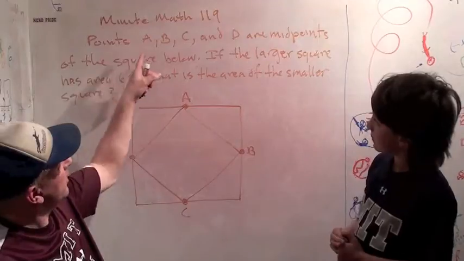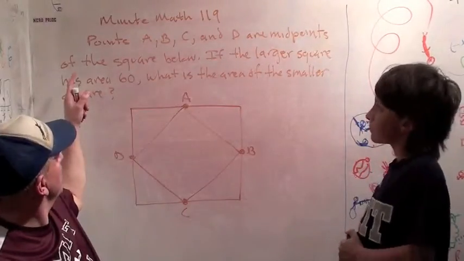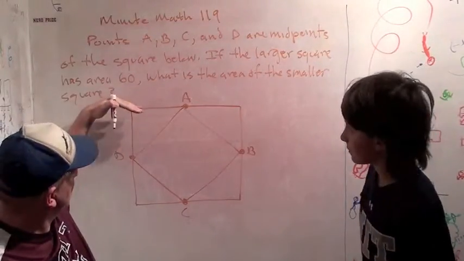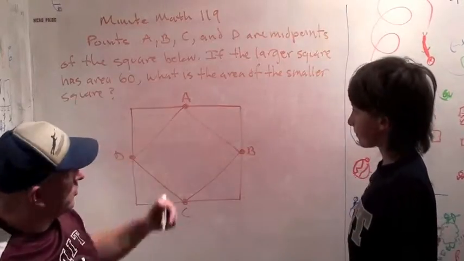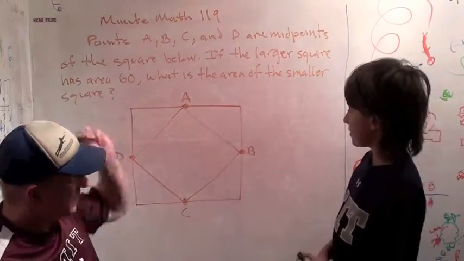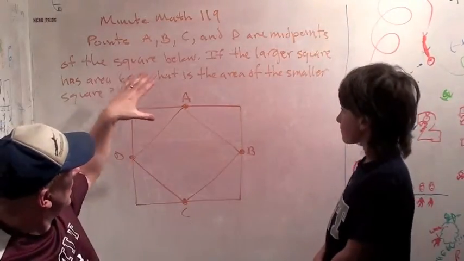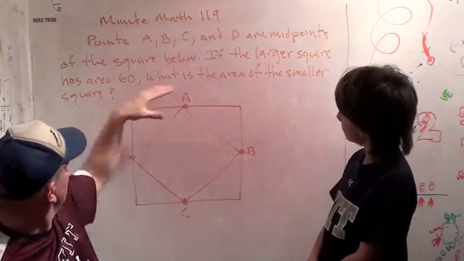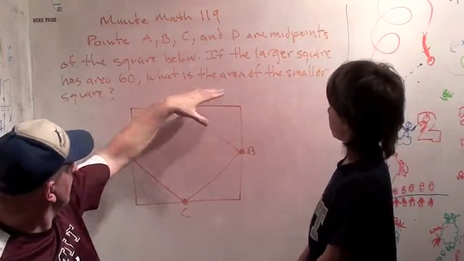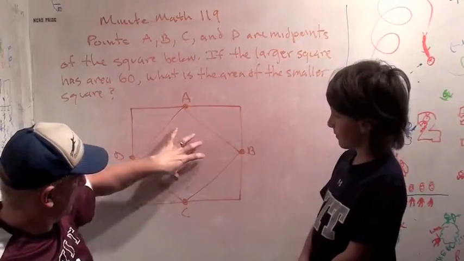I'll say it right. Points A, B, C, D are midpoints of the sides of this big square. Okay, do you know what midpoint means? It's a halfway point between the sides. Yeah. Sorry, I didn't write that right. If the larger square has area 60, what is the area of the smaller square?